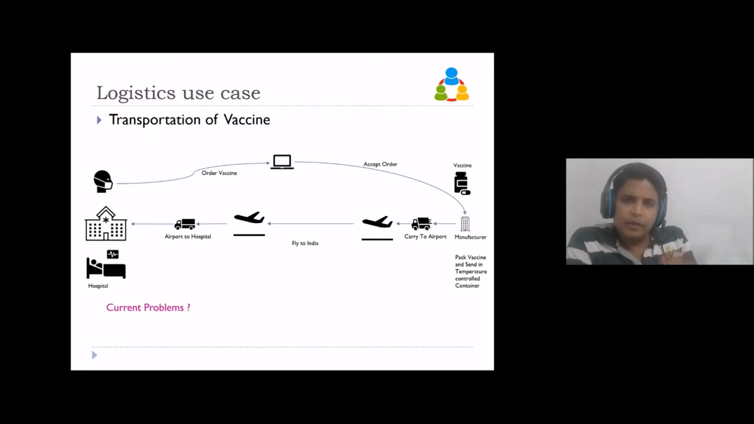can anybody say what are all the problems? What all problems could be there in this scenario? Any guesses?